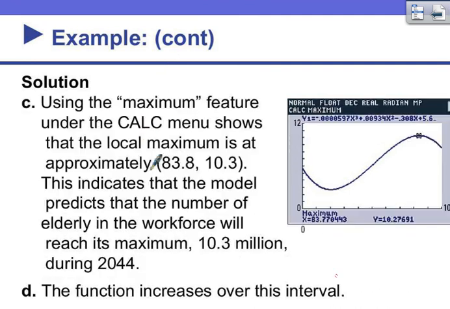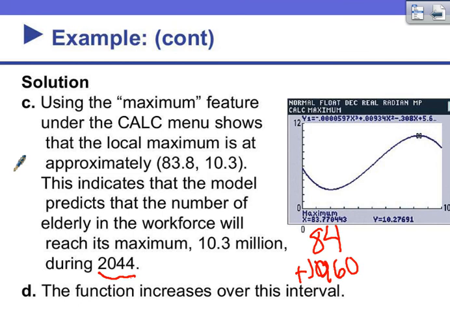When you do that, you get x equals 83.77 and y equals 10.27. We'll go ahead and round that to the nearest year, so that's 84 plus the 1960. We got to start at 1960 always. So that ends us in the year 2044. There will be 10.3 million elderly workers, and that is the maximum predicted on this time frame.